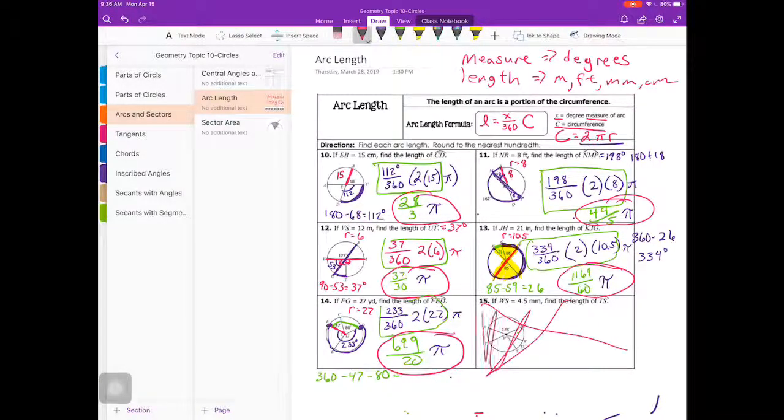We're not going to do 15 because I think that you've seen enough, but I hope that this will help you find arc length. And next we're going on to sector area.